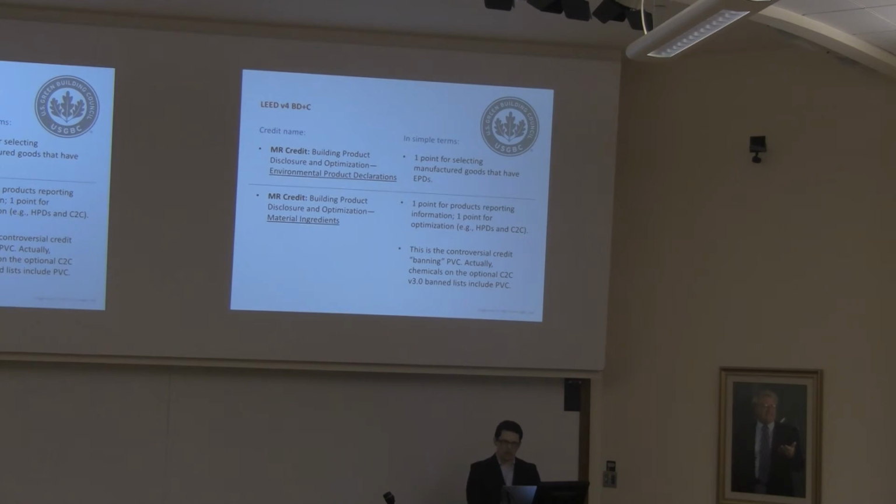I did mention a couple of the MR credits, and the first one being the Building Product Disclosure and Optimization, and there's the Environmental Product Declaration avenue within that. There, basically, you get a point for manufacturers that have EPDs. Without unpacking it and getting into the details there, it's just, again, disclosure and having that information available can get you credit.